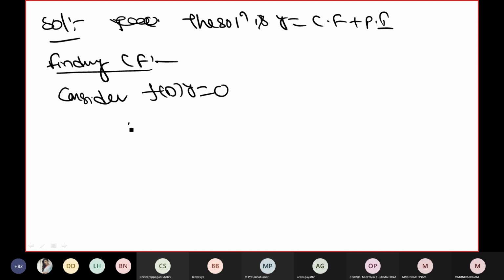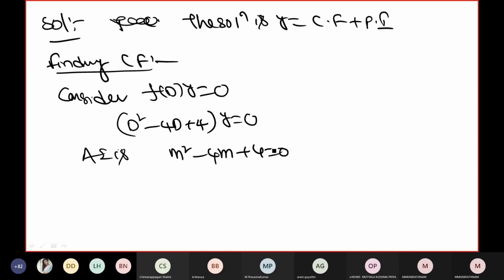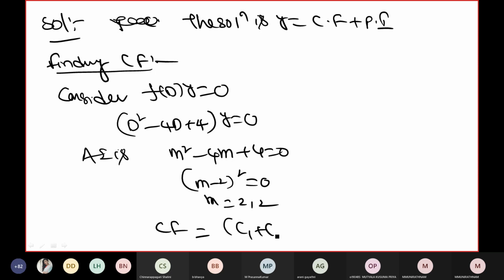By considering the homogeneous part, 2, 2 are repeated roots, therefore CF is C1 plus C2 x, e power 2x, right? Right. Now go for PI.